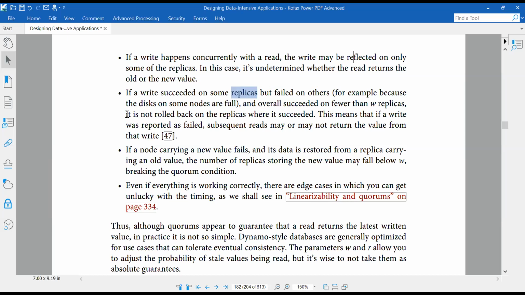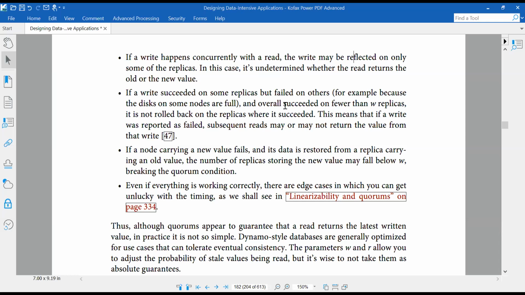So here it is saying it is not rolled back on the replicas where it succeeded. Yeah, because it was half complete updating the replicas, and it could not reach the number of replicas required for acknowledgement. So it cannot roll back. It is very difficult to roll back, right? In this case you'll still have the latest data on some replicas, but you cannot call that stale data. So in our case, let's say W equals 3. And in that case, let's say 2 failed.